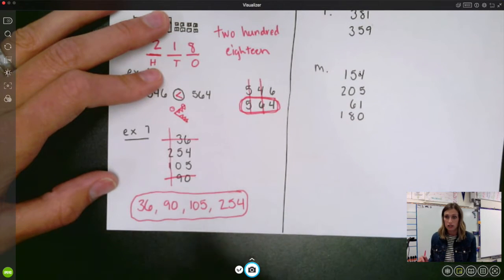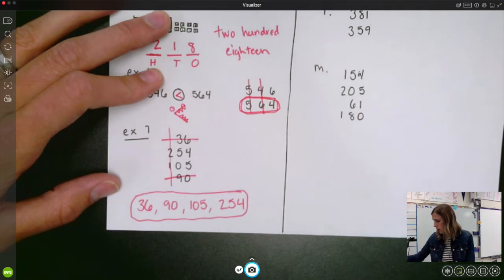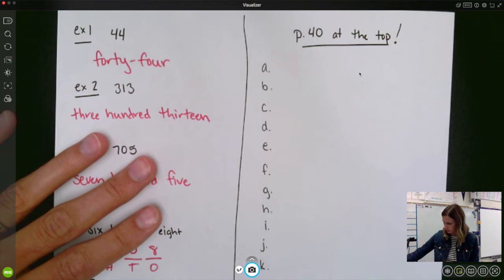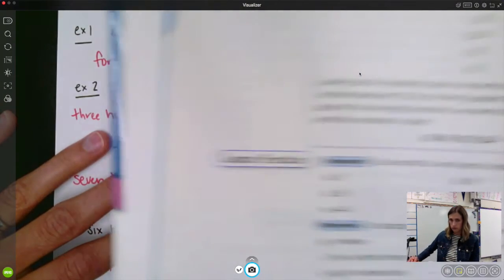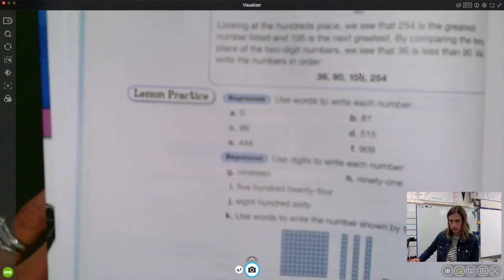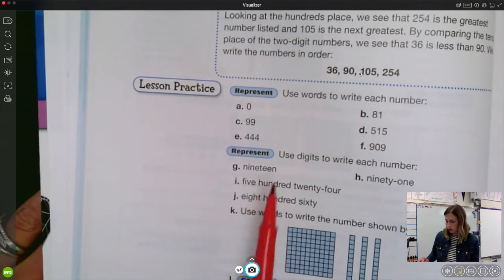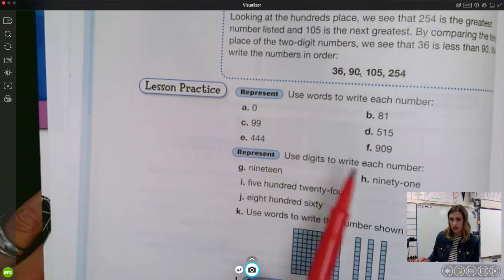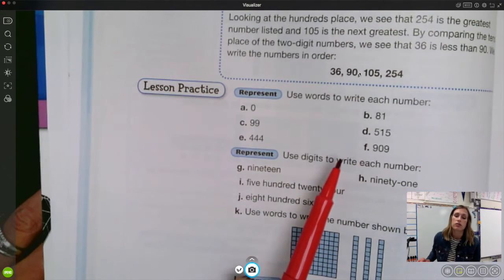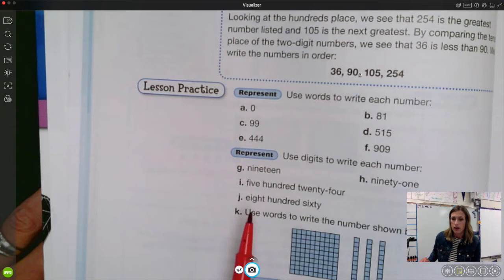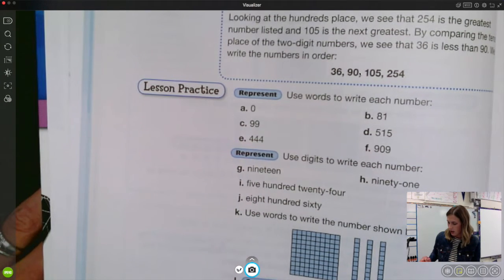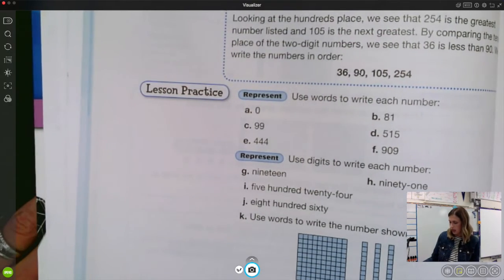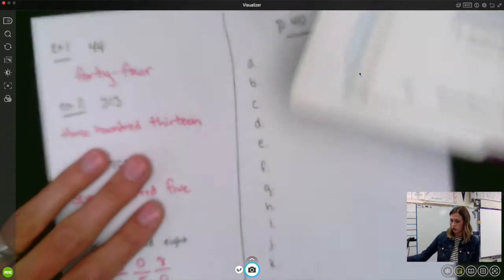All right? Your turn to take a shot. Go to page 42, and you're going to work on your lesson practice. First one says use words to write each number. So use that chart. Use words to write A, B, C, D, E, and F. When you're done with that, go ahead on to G, H, I, J. Those ones you're going to use digits to write it, and K. And then you're going to compare less than or greater than for L. And M, you're going to put them in order from least to greatest.